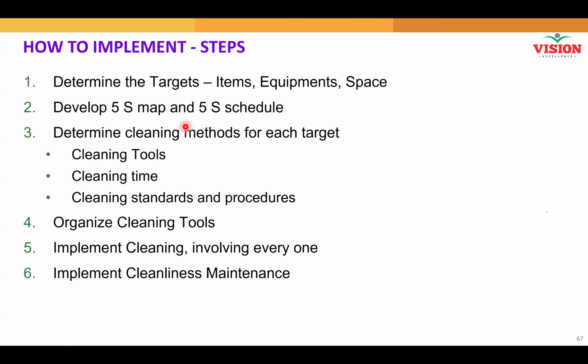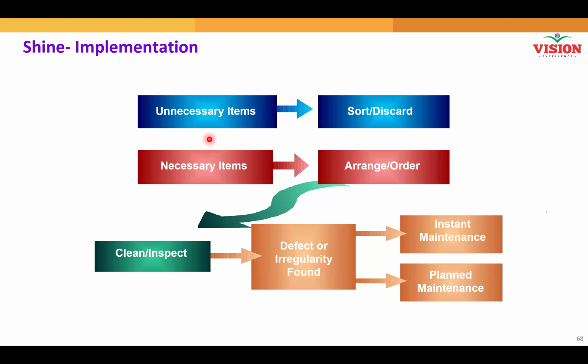All right. So I think this is again a complete list of steps. When you are cleaning, any defect or irregularity found, we definitely need to do instant maintenance, or if certain things need to be informed to the plant maintenance, we can communicate. And unnecessary items, you can discard. That is the first step. And then necessary items are arranged in a proper order.